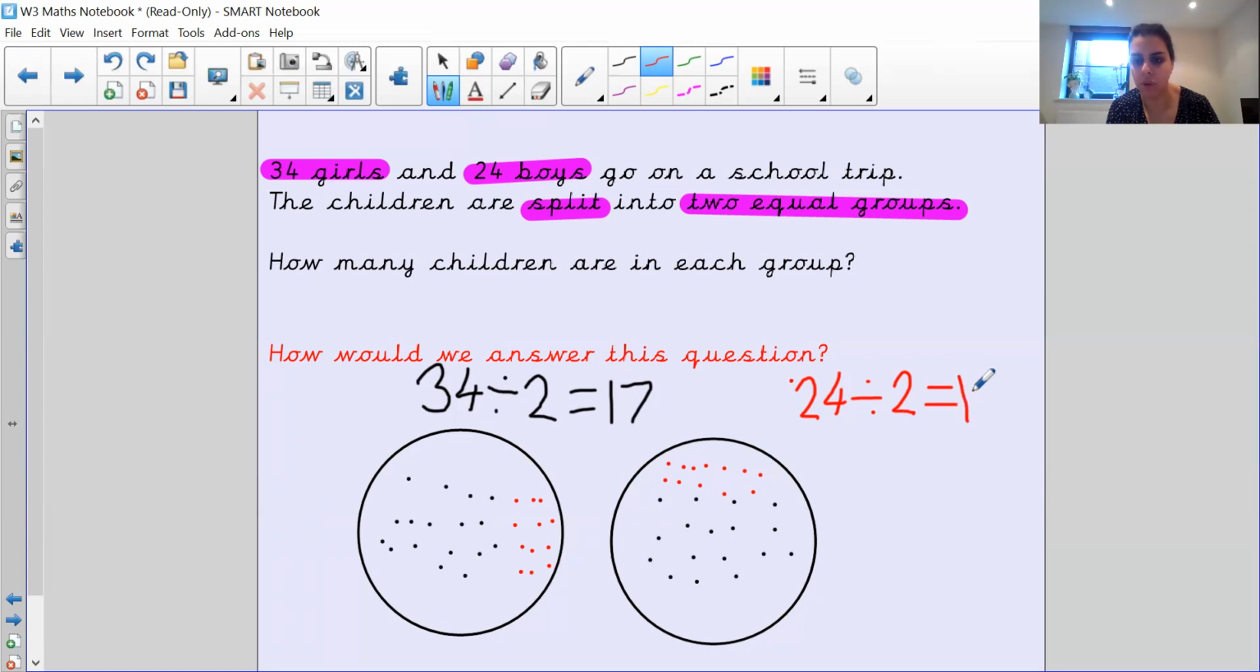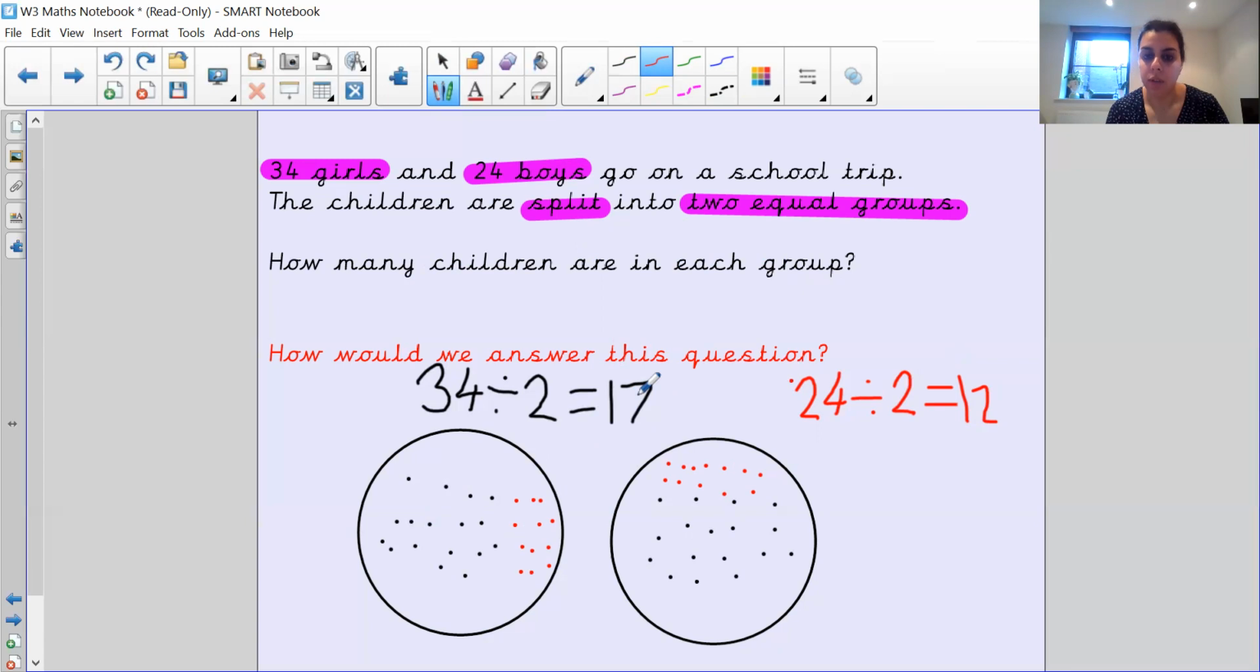Now, if you've done this on your whiteboard, what you can do is you could have rubbed out your black if you've written your answer. I've just done mine in different colours, but you don't have to do that, so don't worry about that. Then I need to work out how many there are in each group. So I've got 17 girls in each group and 12 boys in each group. How many children are in each group?